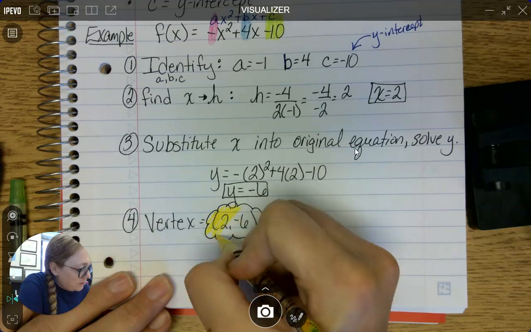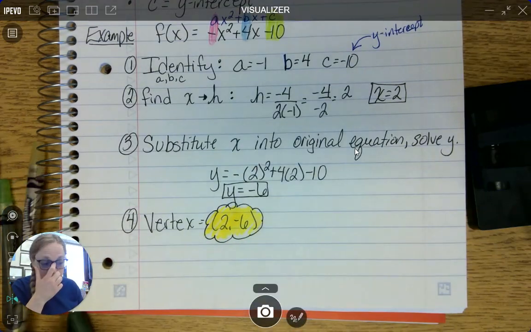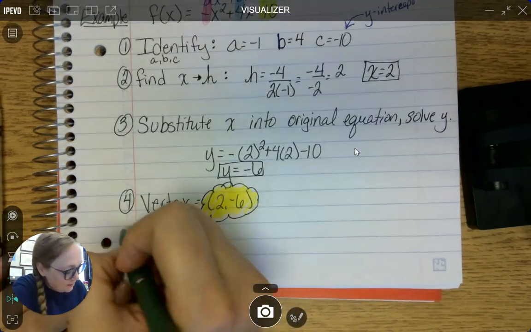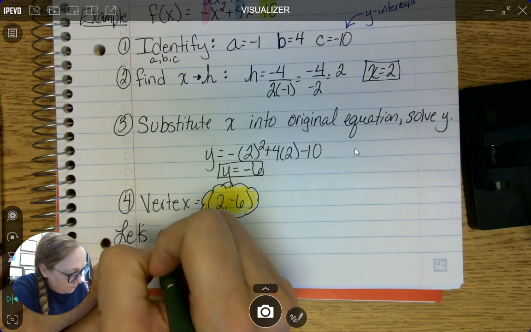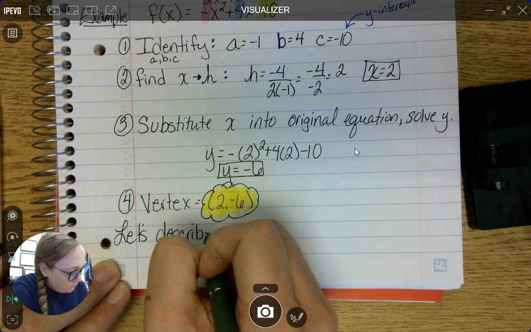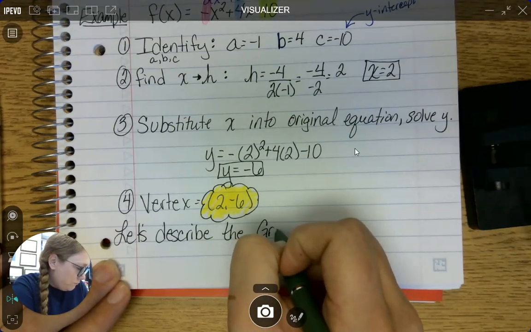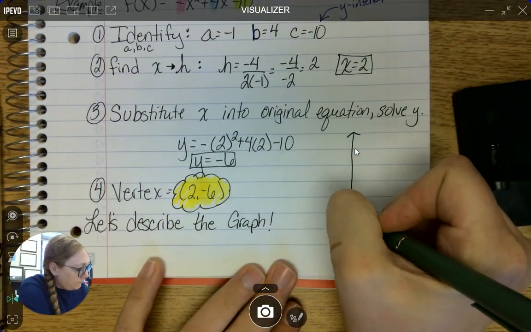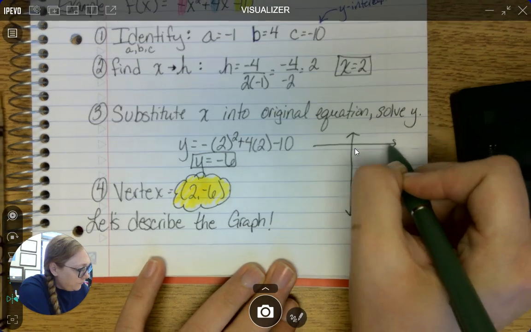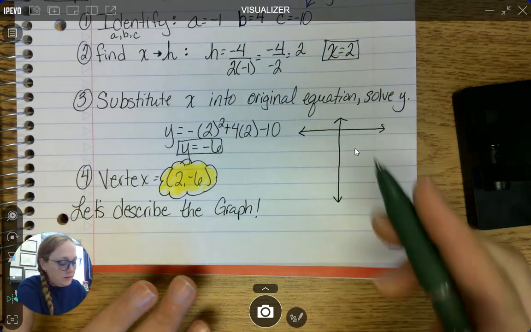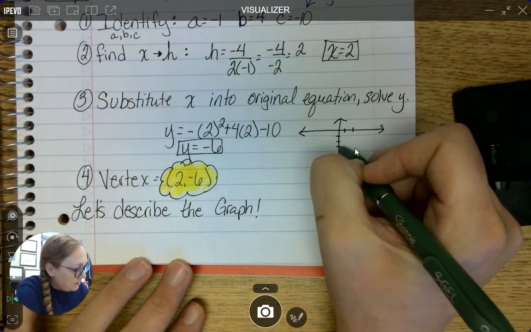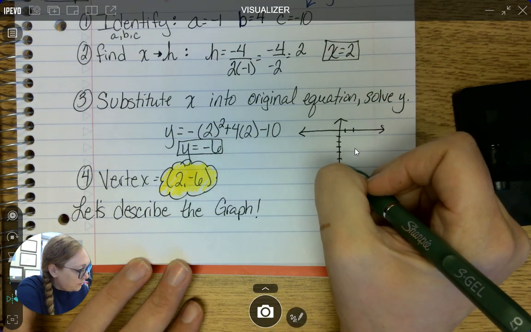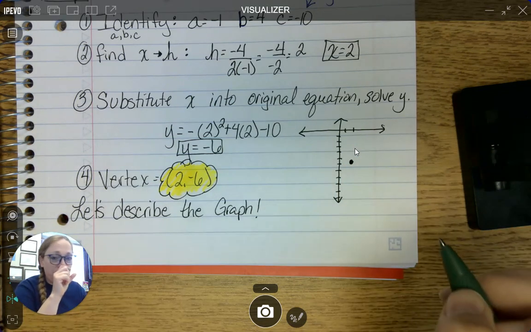Okay. The next part of my video, I'm just going to review, and we're going to discuss what this graph looks like. So we're going to review what we have already learned, and I'm going to squeeze this in down here. So let's describe the graph. I know that my vertex is at positive 2, negative 6, so it's going to be in this lower fourth quadrant. I'm just estimating here. So there's my vertex.